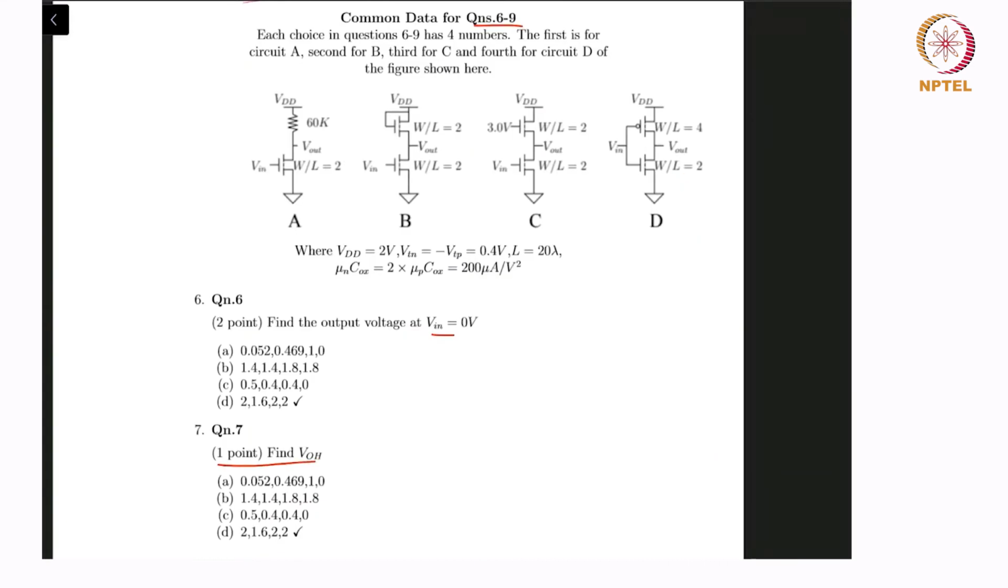In question 7, we are asked to find out what VOH is. Remember that VOH is the V out when input is Vin equal to VIL for an inverter, right? And that is 0 volts. So it's just the same thing as question 6. So the answer is option D.